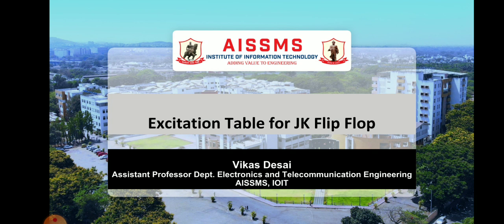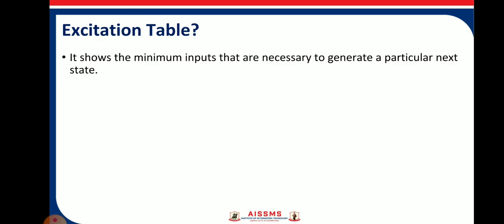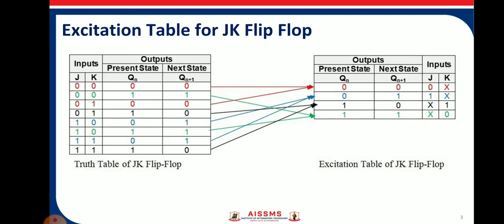Today we are going to learn the excitation table for JK flip-flop. The excitation table is used to show the minimum inputs that are necessary to generate a particular next state. That means if we know the output of a particular logic diagram, the input required to get that output will be told by the excitation table. For that, first of all, we must know the truth table of a JK flip-flop.